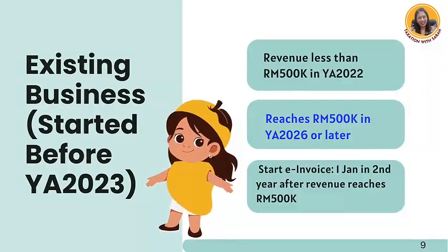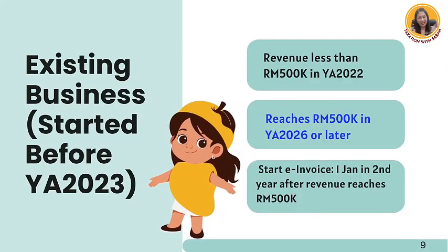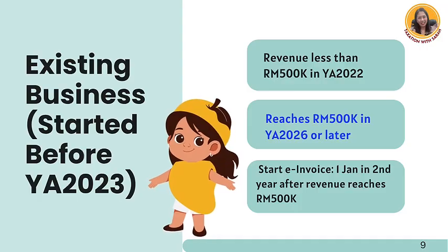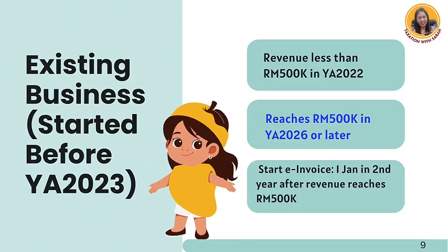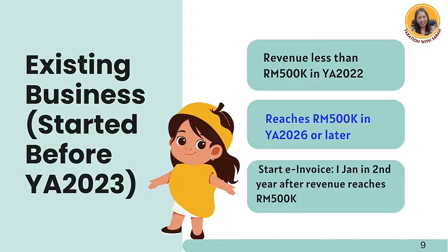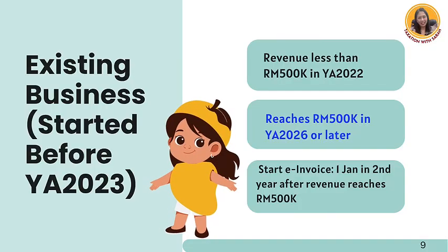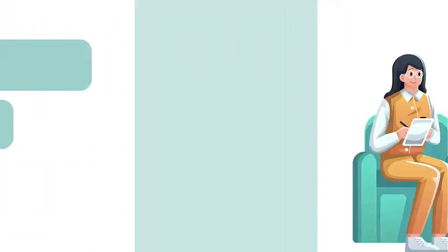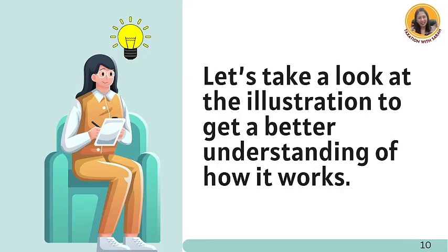If your revenue is less than RM 500,000 in YA 2022, and reaches RM 500,000 in YA 2026 or later, start e-invoicing on the 1st of January in the second year after revenue reaches RM 500,000. Let's take a look at the illustration to get a better understanding of how it works.